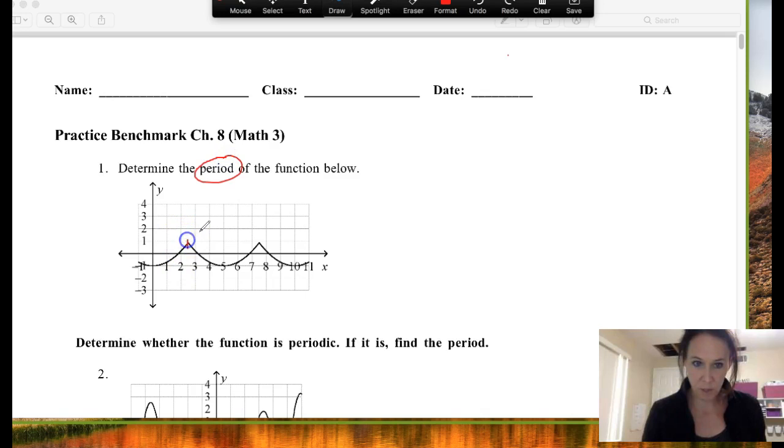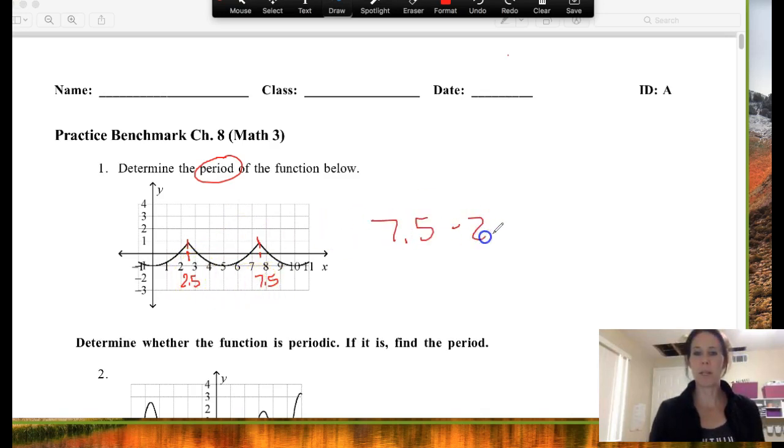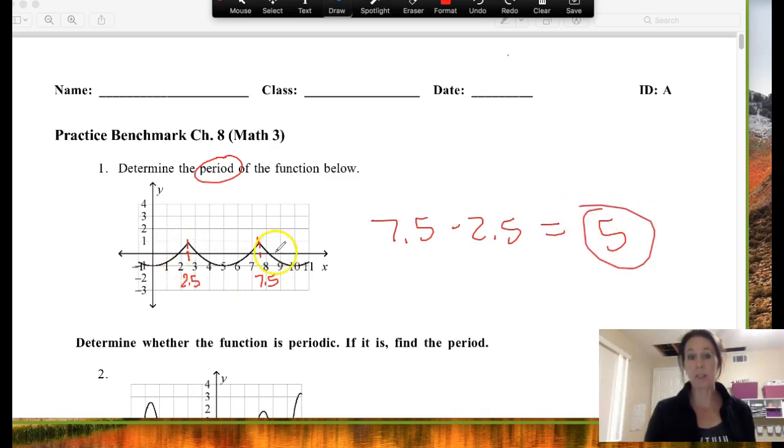So it looks like it goes from here to here. So this is about 2.5 and 7.5. So how long is that? Well, just go 7.5 minus 2.5 and you're going to get 5. So the period is 5. It does one full cycle in 5 units. All right, on to the next one.